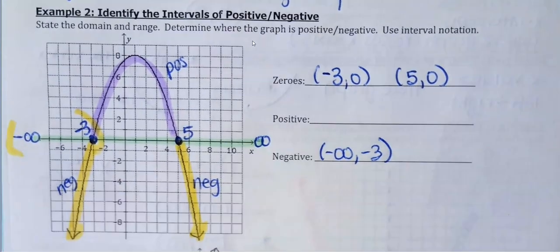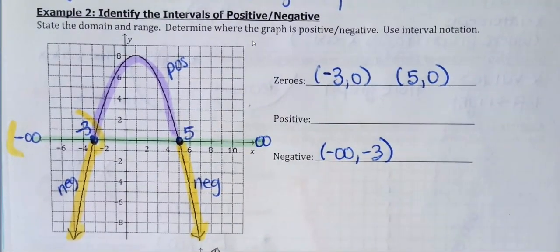Does anybody know why I use a parenthesis and not a bracket on the negative 3 here? Yeah, if you're on the x-axis, if your y-coordinate is 0, 0 is not considered positive or negative. So that's why that's going to be a parenthesis and not a bracket.